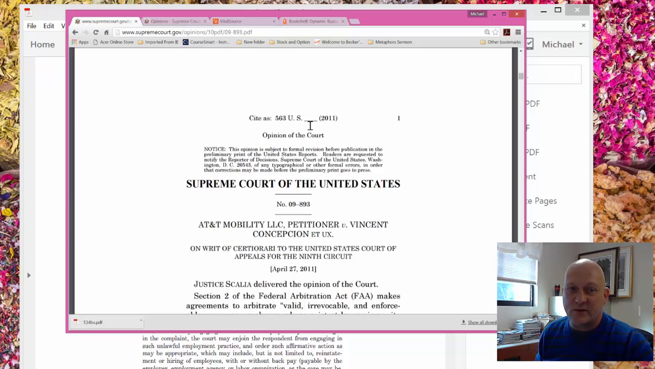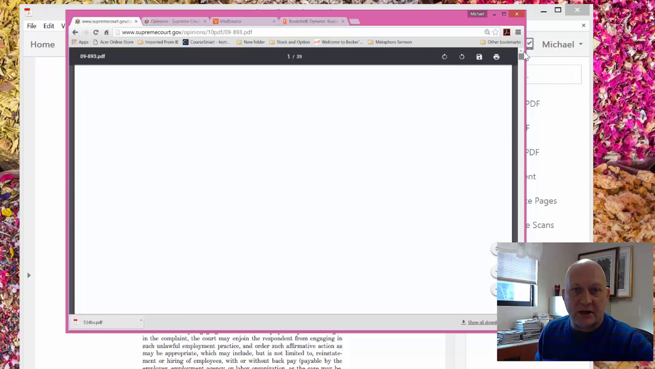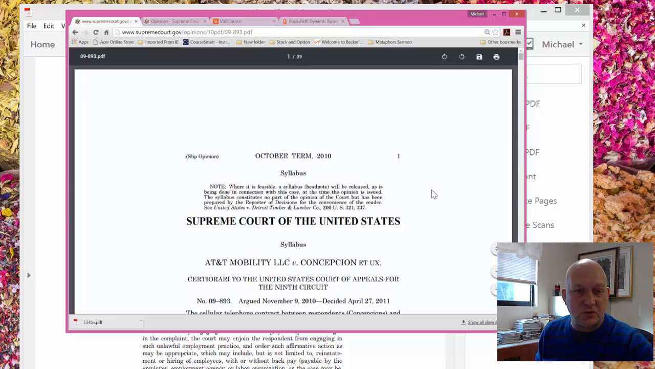We don't have the page number for this particular PDF. This was probably printed and created very shortly after the case was decided, and the actual page number in the volume wasn't determined yet. We could find that, but that would be the entire site. Cite as 563 US, and then there'd be a page number. So, anyway, what we've got here is, like I said, the actual opinion that would be printed.